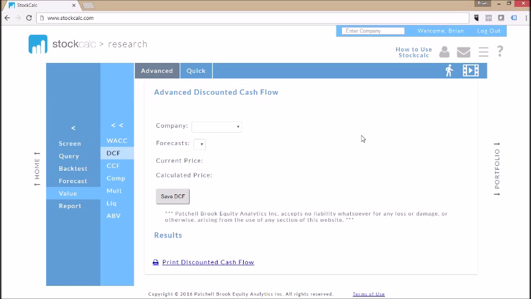Hi everyone. In this video I'm going to go over the discounted cash flow model that we have in Stockcalc. The DCF model is the most powerful tool we have on the site. If the quality of the data going into it is good, it's a very powerful tool to analyze and come up with the intrinsic value for the companies that you're looking at.